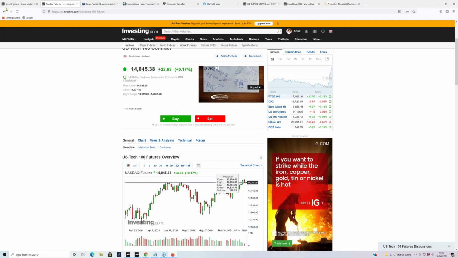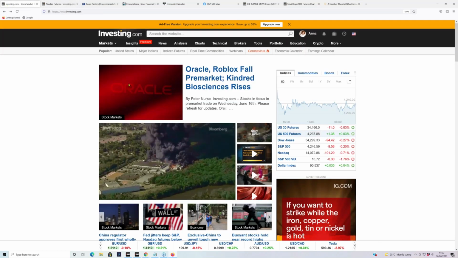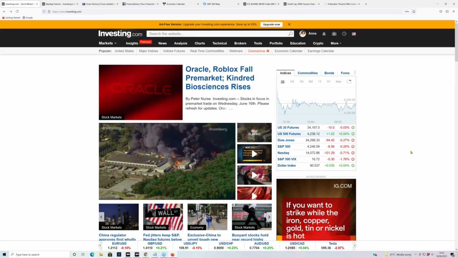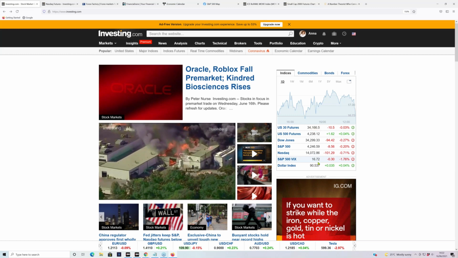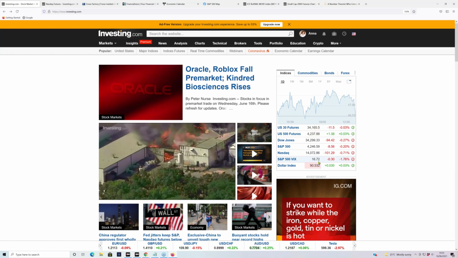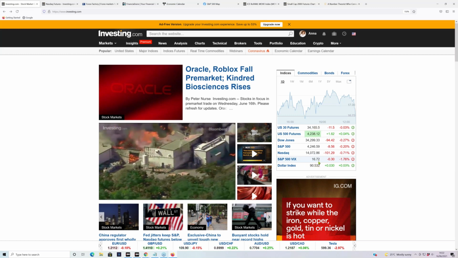So, what do we look at? Where can we go and see? Are we going to get this reversal? Well, we look at the VIX. The VIX is falling a little bit. It was 17 earlier on. I think it's been down as low as 15.